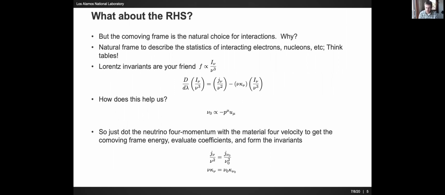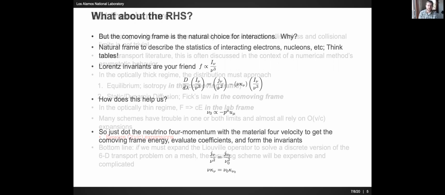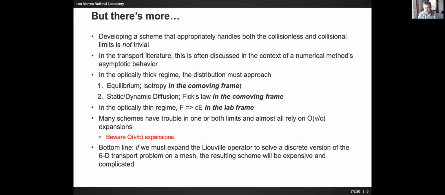And I have this bit about Lorentz invariants. They're your friends. Use them when you can. They're not as useful as you might hope, but in Monte Carlo schemes, they turn out to be very useful. So just be aware of them. If you don't know what I'm talking about, I don't have time to really discuss them much, but look into them. They're quite useful. Okay, so there are these issues of frames.